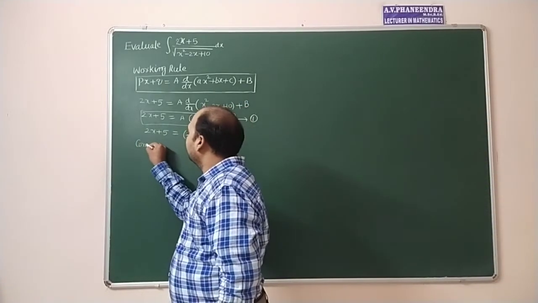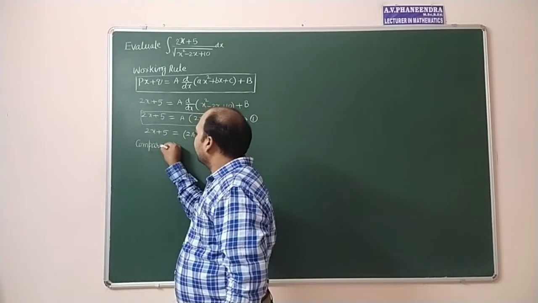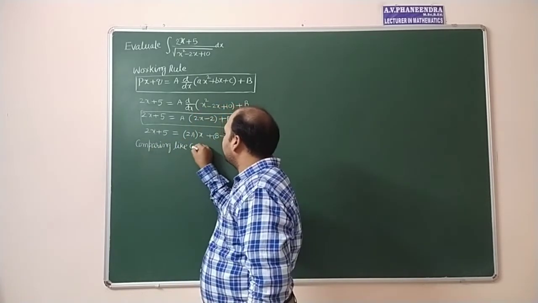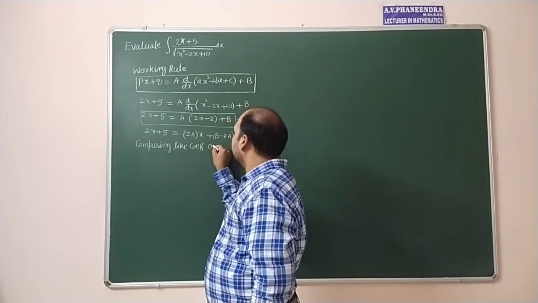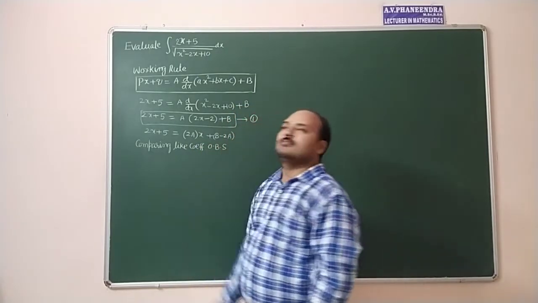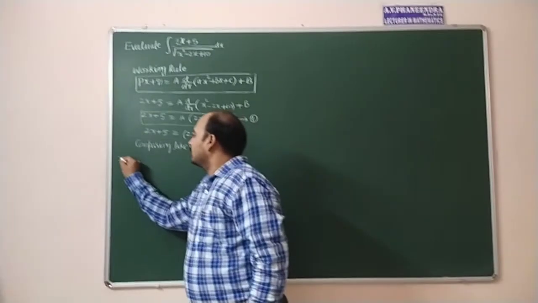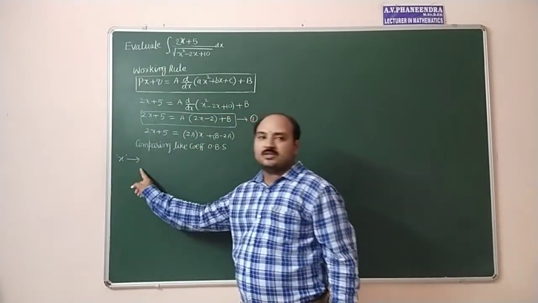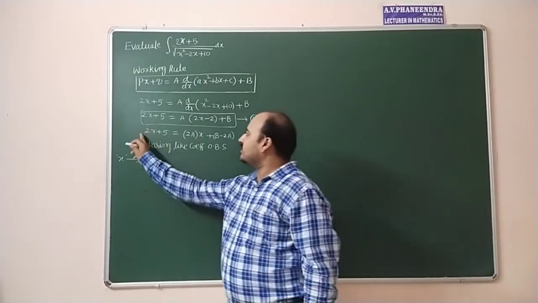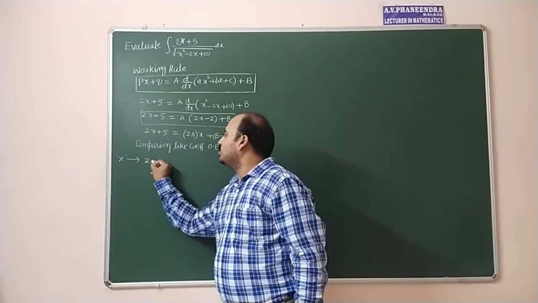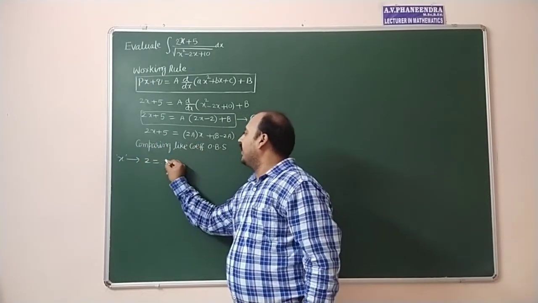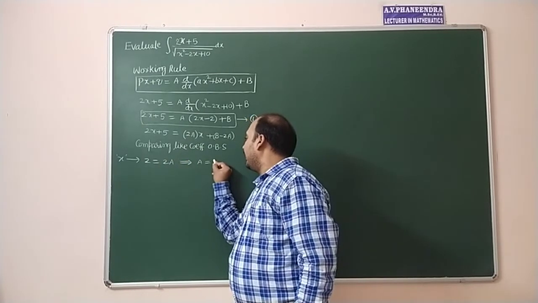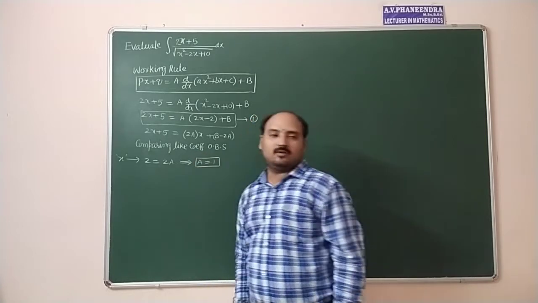Comparing like coefficients on both sides. So here x coefficients. Here x arrow mark means we are comparing x coefficients on both sides. Here the x coefficient is 2, here the x coefficient is 2a. That implies that a is equal to 1. The 2 gets cancelled on both sides, a is equal to 1.